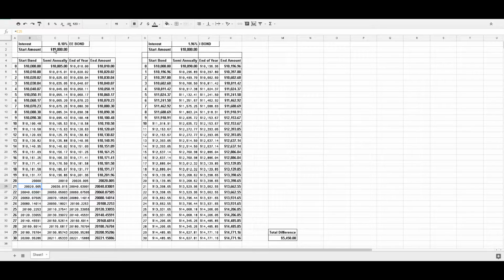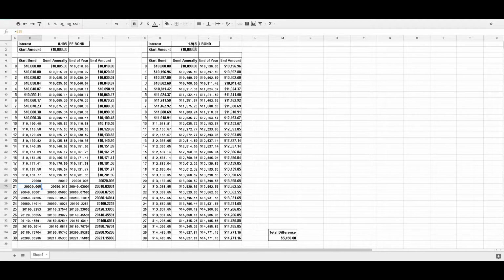So we paid $10,000, but the face value of the bond is $20,000. So now at the $20,000 mark, it is now worth $20,000 at the 20-year mark, and by the end of the 30 years, it is now worth $20,221. So that's very good.